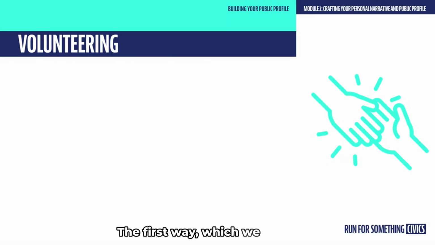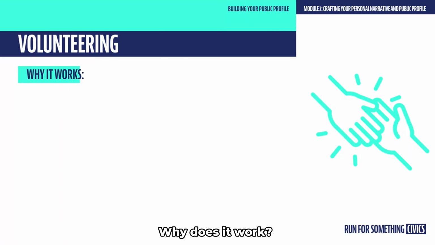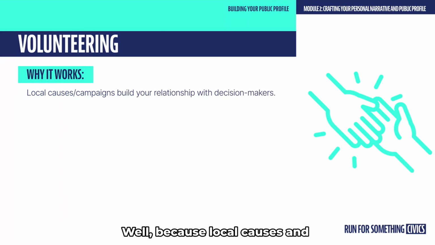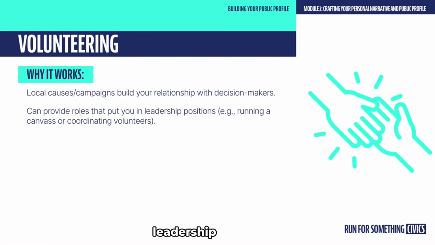The first way, which we strongly encourage as a starting point, is volunteering. Why does it work? Well, because local causes and campaigns can help you really build relationships with local leaders, community leaders, elected officials, and a multitude of decision makers in your local community, which is going to be critical as you build out your public profile and your network. Volunteering can also put you into leadership positions. This might be running a canvass or coordinating other volunteers at an event. Learn these skills now so that when you are running, you have experience to draw on.